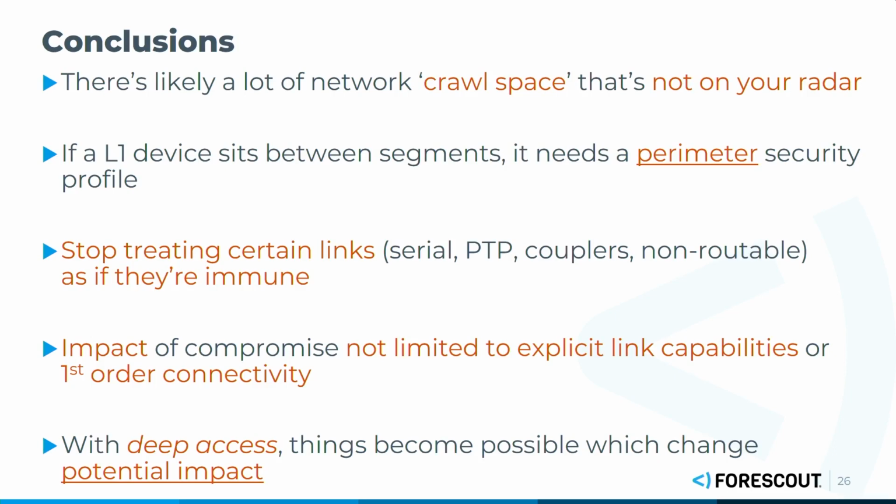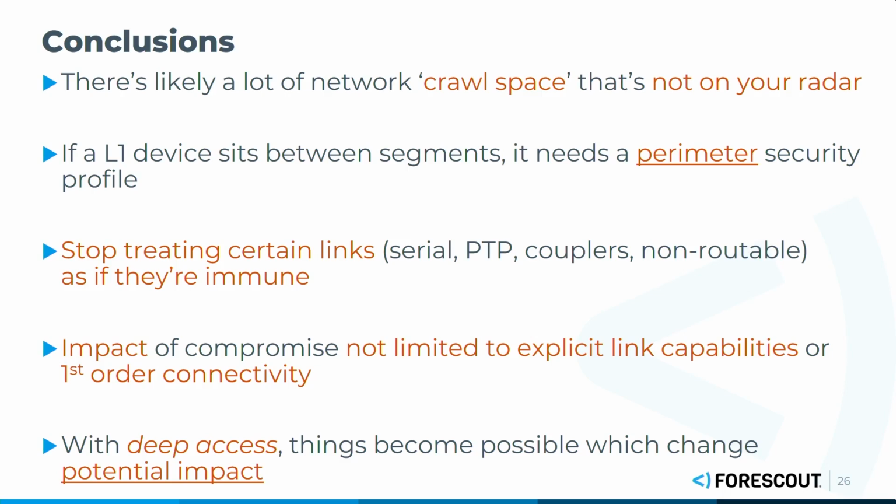In conclusion, there's likely a lot of network crawl space that's not on your radar. Like at level 1, there might still be perimeters that you haven't looked into to external systems, and even systems that are remotely maintainable. So look into that. If a level 1 device sits between different segments, it needs a perimeter security profile.